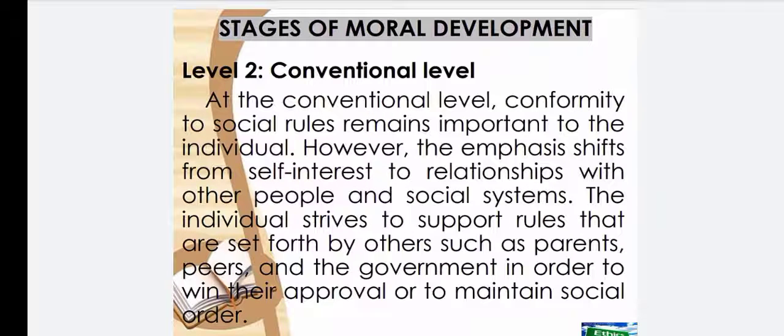Level 2, conventional level. At the conventional level, conformity to social rules remains important to the individual. However, the emphasis shifts from self-interest to relationships with other people and social systems. The individual strives to support rules that are set forth by others such as parents, peers, and the government in order to win their approval or to maintain social order.